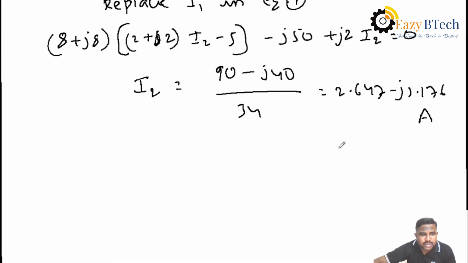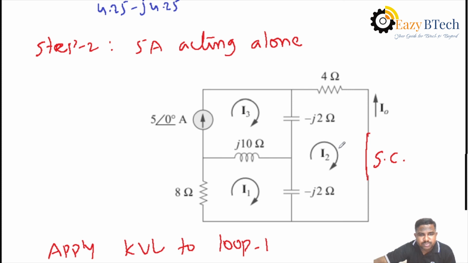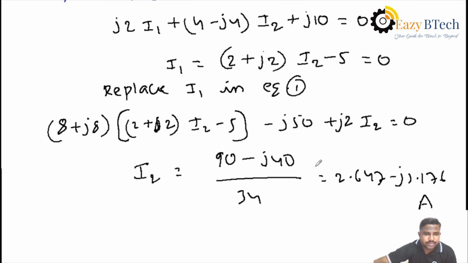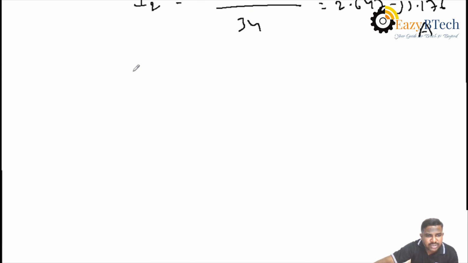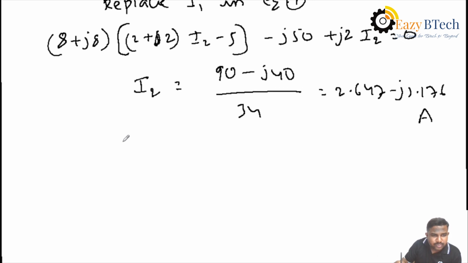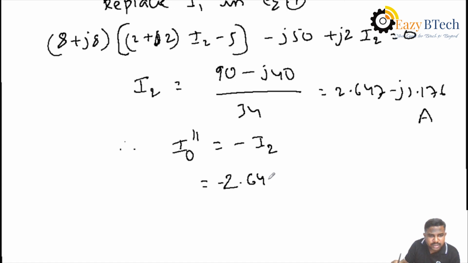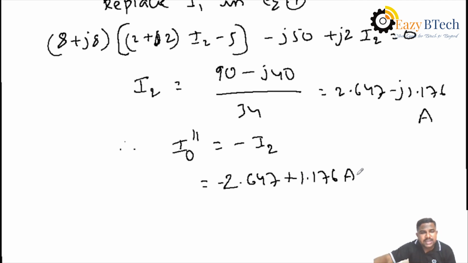Then what is our aim here in the circuit? You can find out the current passing through the 4 ohm branch, that is I0, and I2 is also passing in the second loop, but both are in reverse direction. I2 and I0 are both in reverse direction. This is the second case we consider. That's why the final current is I0 double dash, and its direction will be reverse. Therefore, according to direction, I0 double dash equals minus I2. Then what is the I0 value here? Minus 2.647 plus J1.176 amperes. This is the second case current.